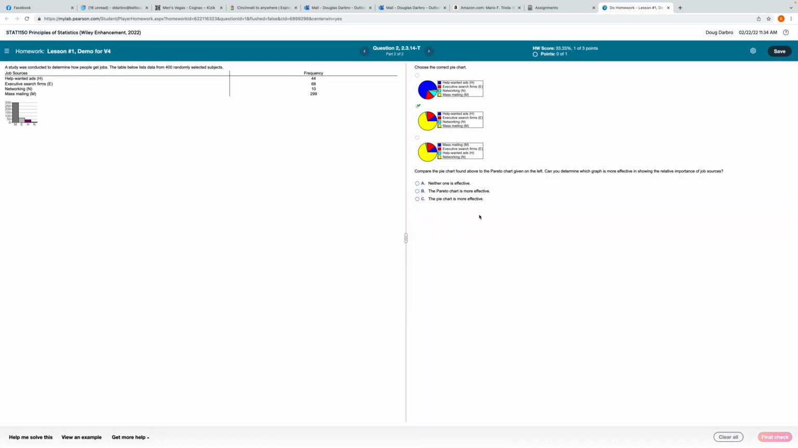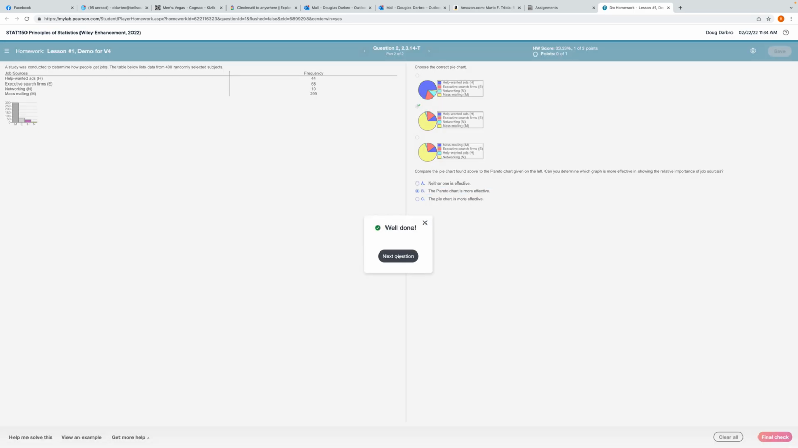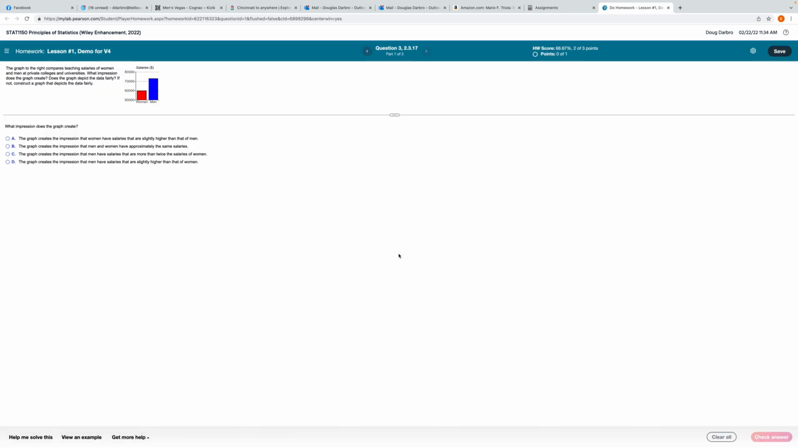Compare the pie chart found above to the Pareto chart given on the left. Can you determine which graph is more effective in showing the relative importance of job sources? I think the Pareto chart is more effective because it gives our information more clearly presented. That's funny. Neither one is effective. I don't know why I found that funny. But in that case, I think the Pareto chart is the best.